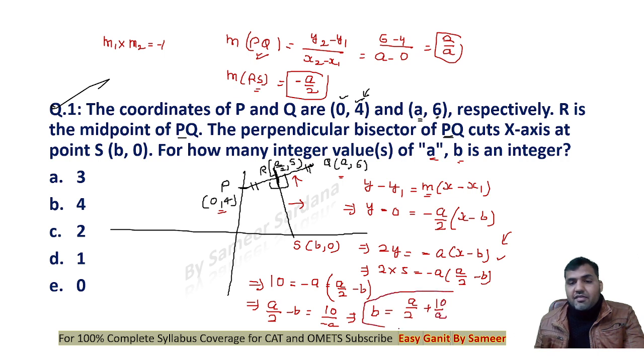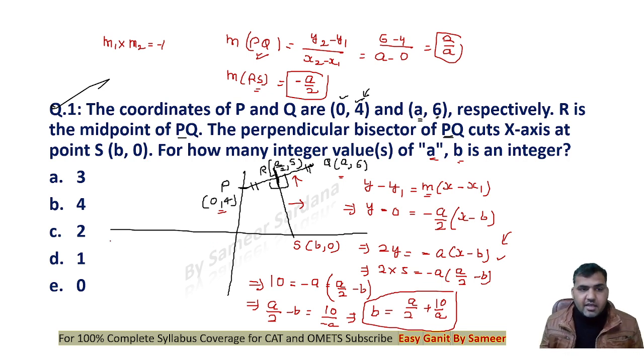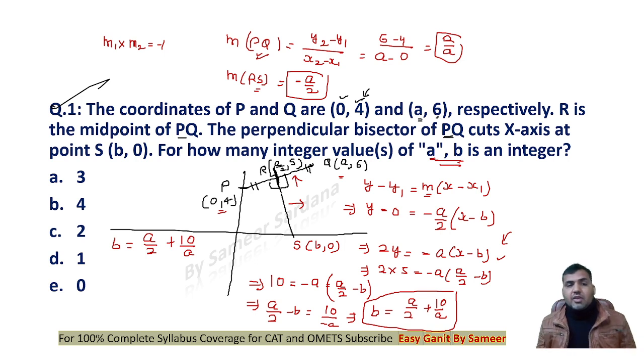Right, this is the final relation you got in terms of a and b, and here you can solve the equation now. Now you can easily get the answer. We get to know that b is a upon 2 plus 10 upon a. If I want a and b both to be integers, you can see that a must be a factor of 10, because if I want b to be an integer, this part has to be an integer. That means a has to be a factor of 10. So the factors of 10 are 1, 2, 5 and 10.